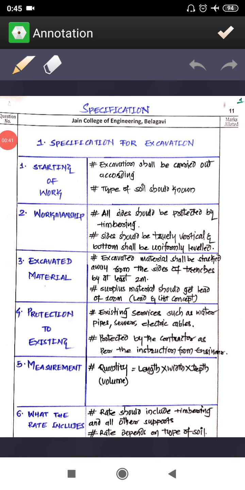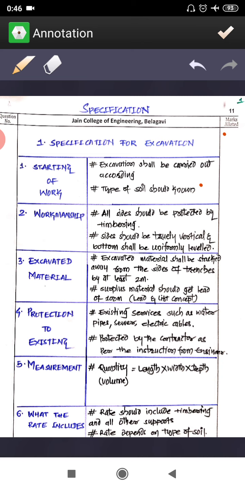Let's see the first specification, that is the specification for the earthwork. Friends, before going into the detail of earthwork excavation, I'll tell you the idea of writing the specification. If you know the detailed specification, only then is it possible to execute the work on the site. That is for the workers, the contractor, and the engineer. They should know the specification, then only is it possible for them to execute the work on the field.